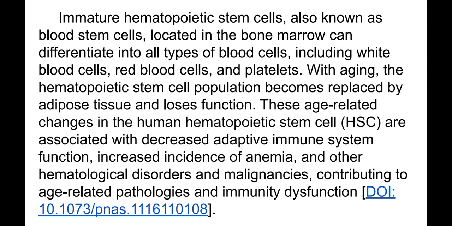Immature hematopoietic stem cells, also known as blood stem cells, located in the bone marrow, can differentiate into all types of blood cells, including white blood cells, red blood cells, and platelets. With aging, this blood stem cell population becomes replaced by adipose tissue and loses function. These age-related changes in the human hematopoietic stem cells, so the human blood stem cells, are associated with decreased adaptive immune system function, increased incidence of anemia, and other hematological disorders and malignancies, contributing to age-related pathologies and immunity dysfunction. You can read in more detail in the referred publication.